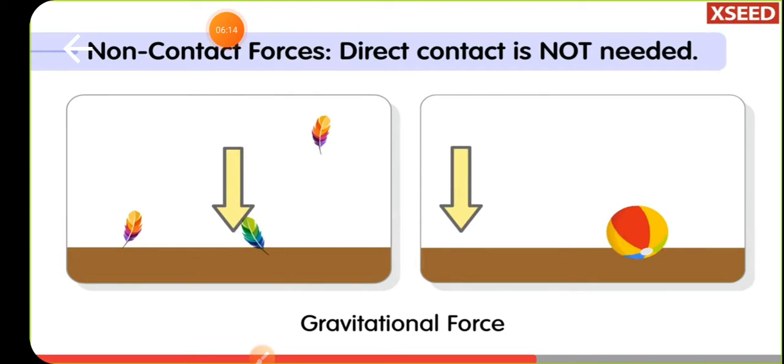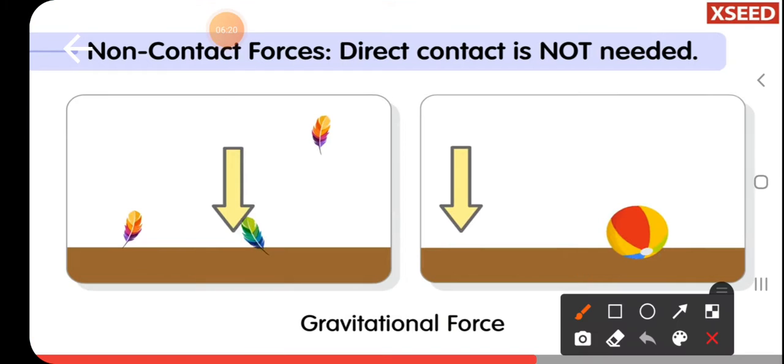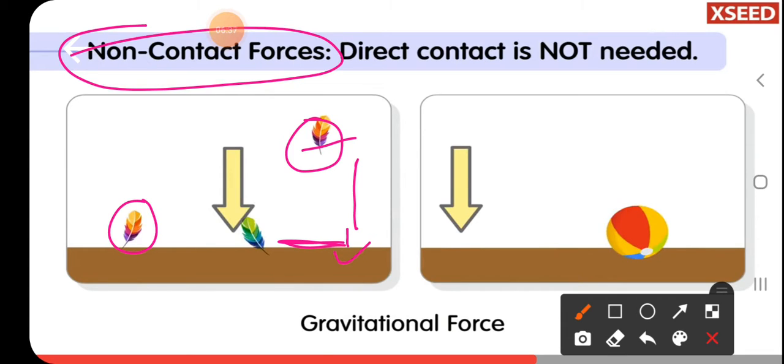So one contact force you had seen. Now the second one is non-contact forces. In these non-contact forces, when you observe, see here the leaves, they are above in the air and they are falling down towards the earth. That means this leaf and earth are not in direct contact with each other. So this type of forces where the two objects are not in touch with each other, we call non-contact forces.